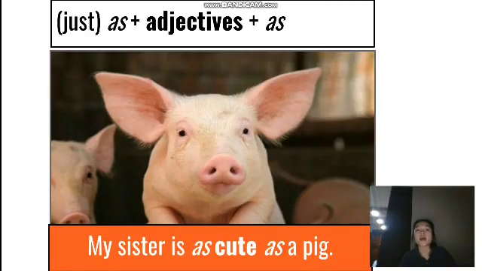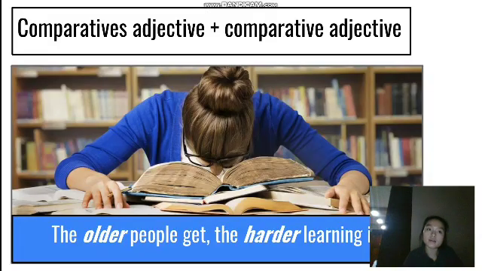Or as adjective as, to compare two things equally. For example, my sister is as cute as a pig. Same as tall as, easy, right? And we use two comparative adjectives for a changing situation. The older people get, the harder learning is. Wow, that sounds tiring.